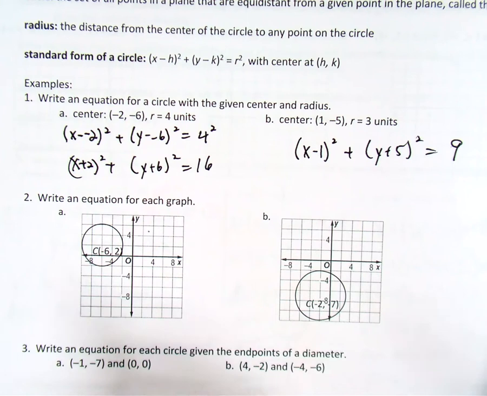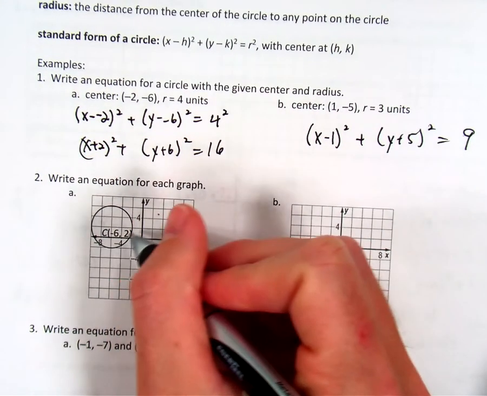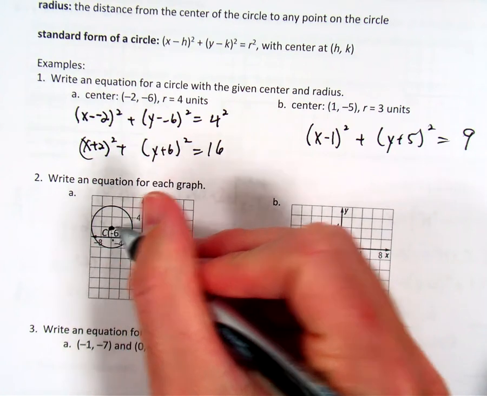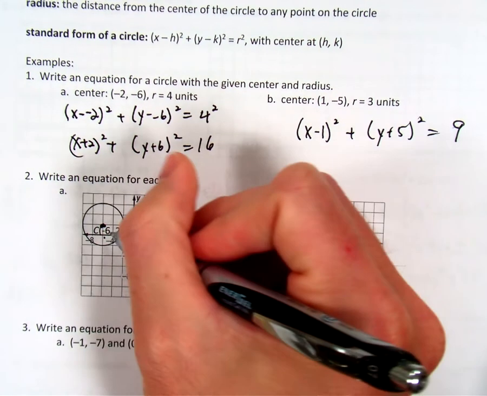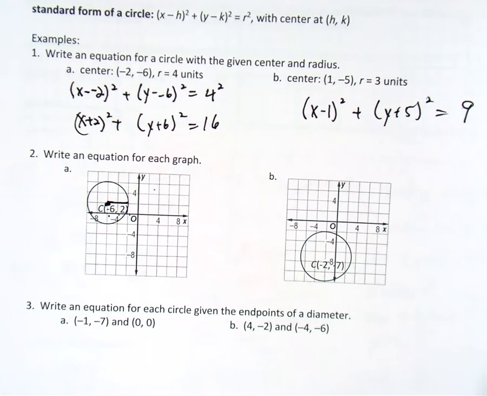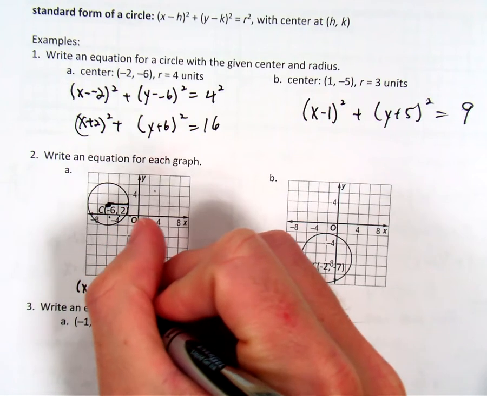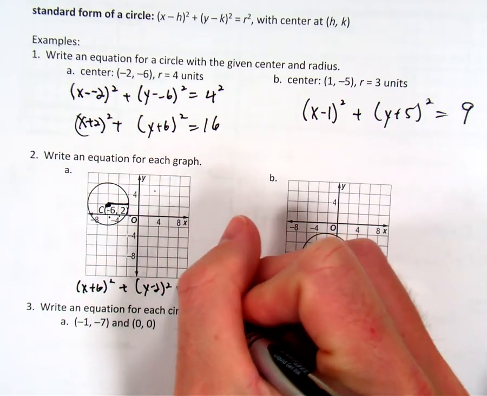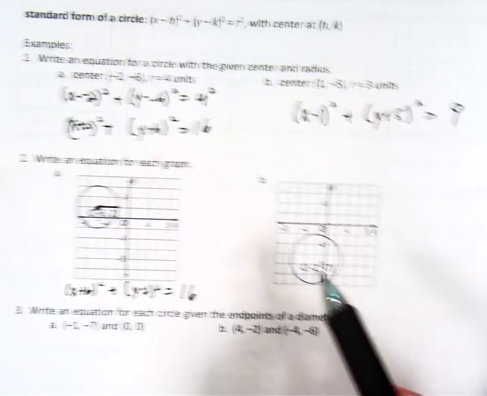Okay, same idea. This time they've already given you the picture. Alright, so they're telling you what the center is, -6, 2. Careful here, they're going by 2's on their axes. Okay, so what does our radius look like it is? Radius looks like it's going to be 4. Okay, so we're going to have x plus 6 squared, y minus 2 squared equals 4 squared, 16. Okay, your turn. Pause. Give this one a try.